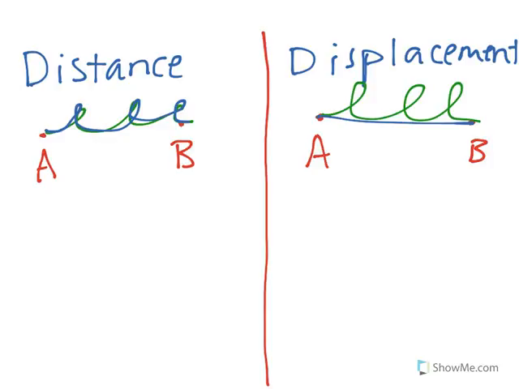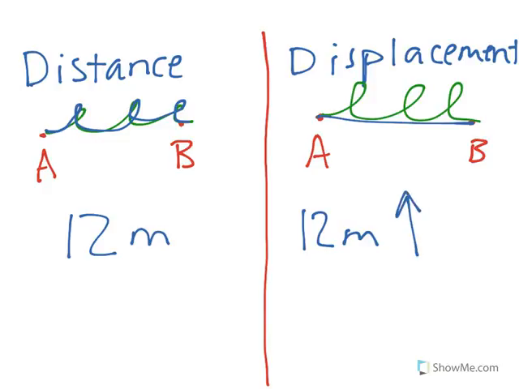Distance is a scalar, so it's just a number, like 12, and a unit, like meters. Displacement, on the other hand, is a vector, so it's a number with a unit, like 12 meters, and a direction, like up.